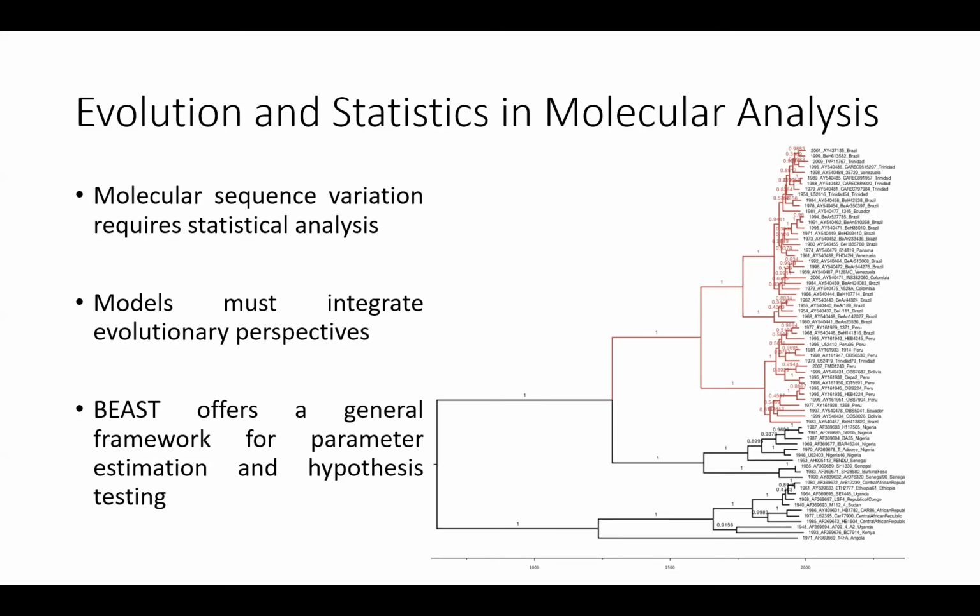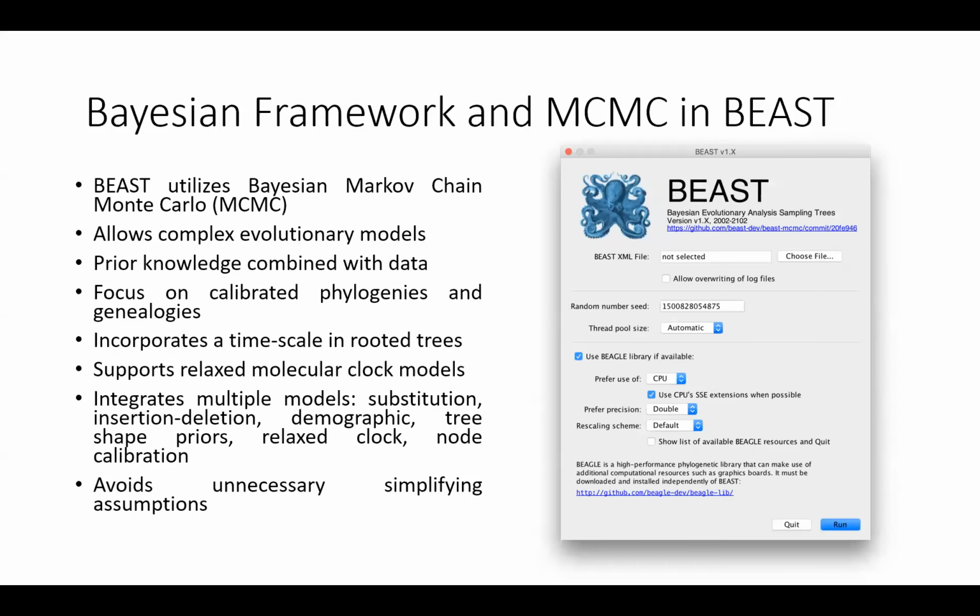Accurate models that describe molecular sequence variation must also incorporate an evolutionary perspective. So BEAST addresses these needs by providing a robust framework for parameter estimation and hypothesis testing, making it an essential tool for researchers studying the evolutionary relationships between sequences. BEAST employs a Bayesian statistical framework, specifically Bayesian Markov chain Monte Carlo, or MCMC.